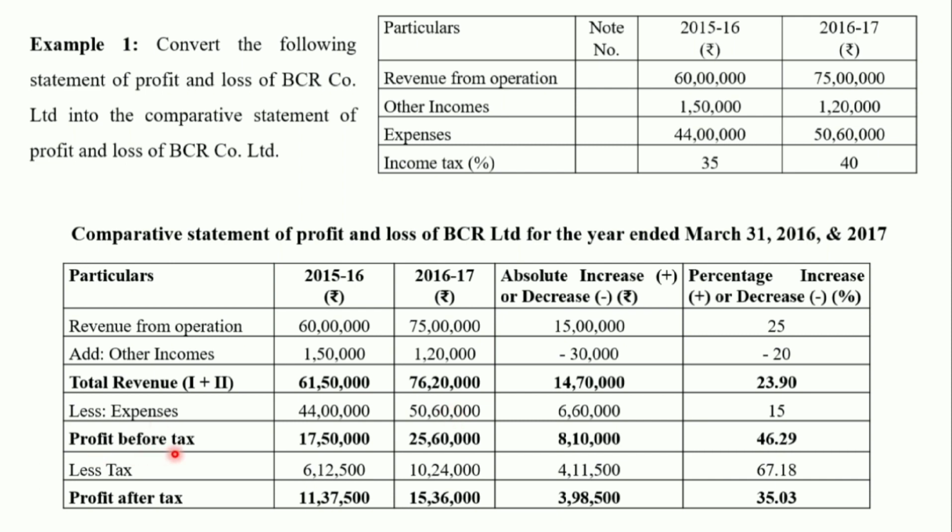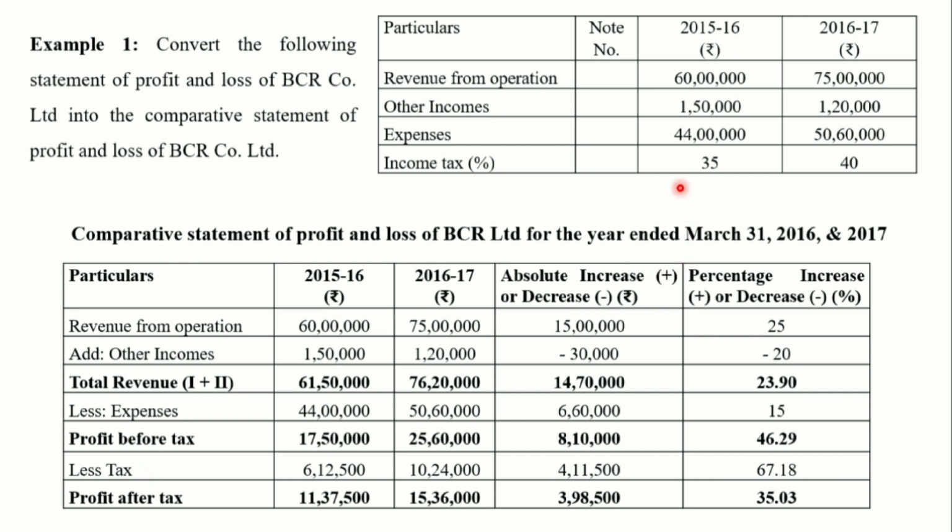Now, profit before tax is nothing but total revenue minus expenses. That gives the profit before tax for the previous year of 17 lakh 50,000 and for the current year 25 lakh 60,000. There is an increase. The absolute difference between the two years is 8 lakh 10,000, and the percentage increase is 8 lakh 10,000 divided by 17 lakh 50,000 into 100, which gives 46.29%.